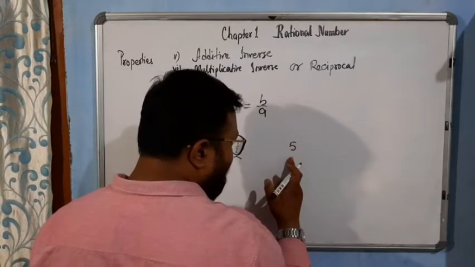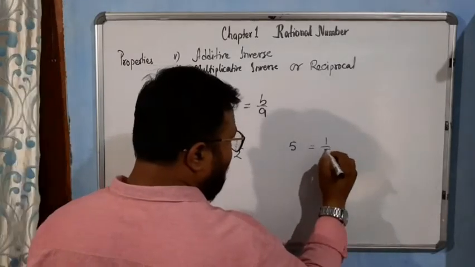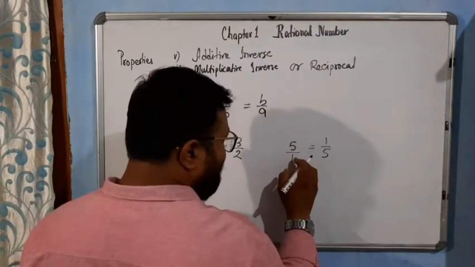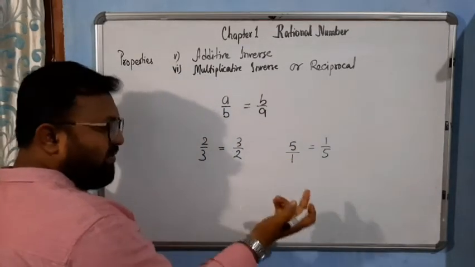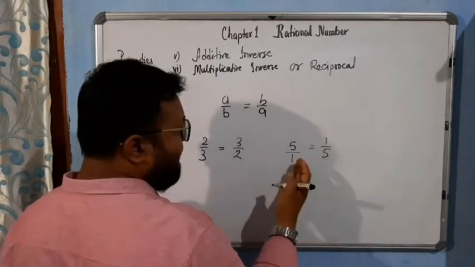Take another example. Suppose 5. The reciprocal, or multiplicative inverse, of 5 will be 1 by 5, because there is nothing under 5 except 1. So 5 by 1 is 5. We will invert this one, so it will become 1 by 5. This is known as multiplicative inverse.